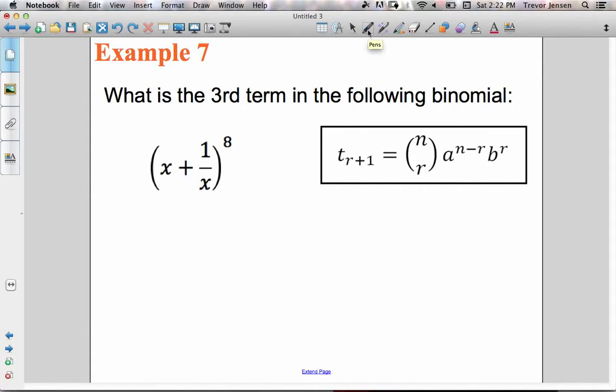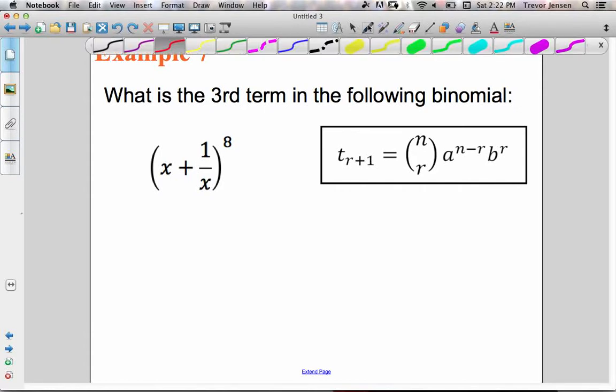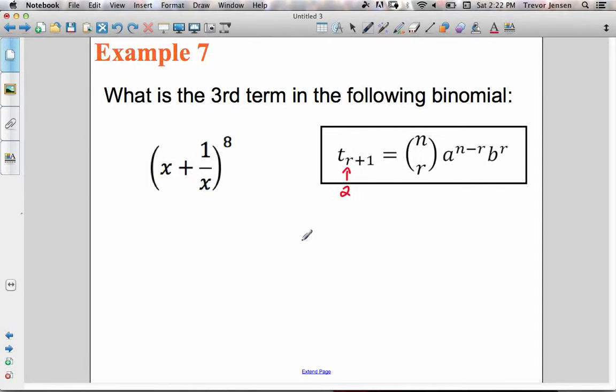So remember, if you want the third term, the r value is always going to be 1 less than the term number. So if I want the third term, this r value would have to be 2 to get term 2 plus 1, which is 3. Here's your a, here's your b, here's your n. I have to do n choose r, so 8 choose 2. I plugged in 2 for r.